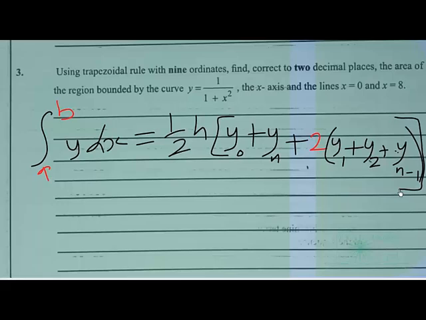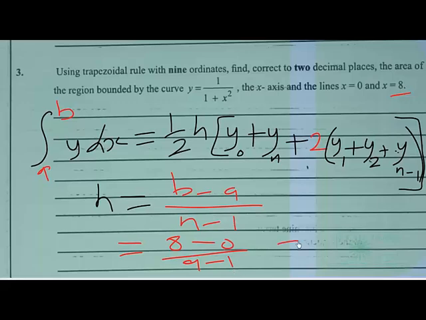So let's see how we can do that. We're given 9 ordinates. We need to find the value of h. So h will be equal to b minus a over n minus 1, where n is the number of ordinates. So this will be equal to b, which is 8, minus 0, all over 9 minus 1. And that will give us 8 over 8, which is equal to 1.